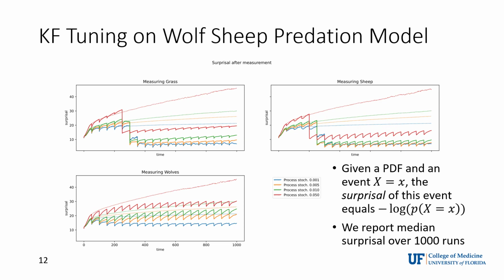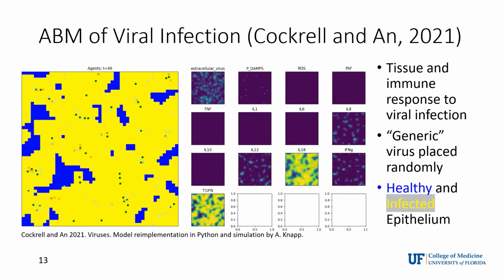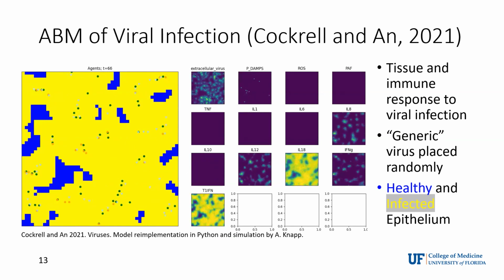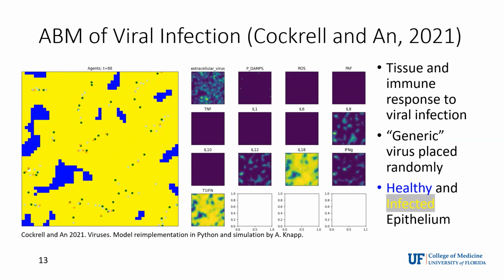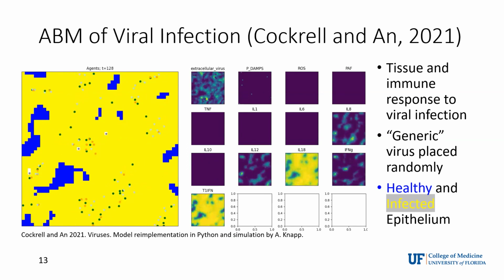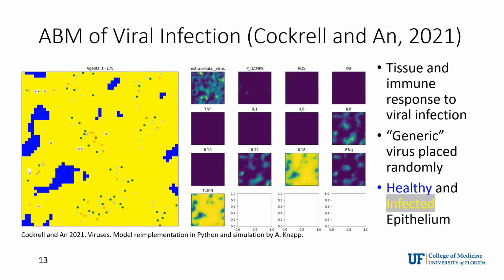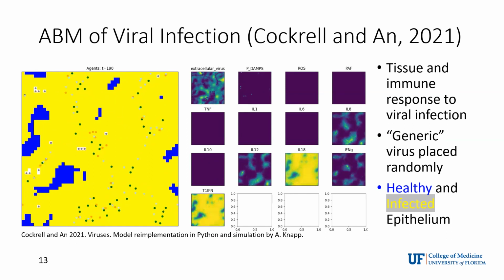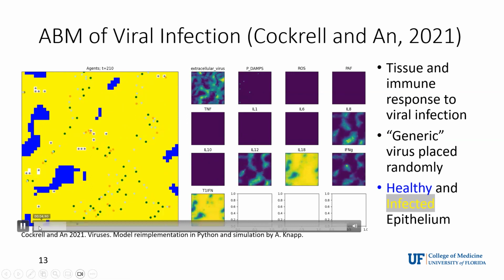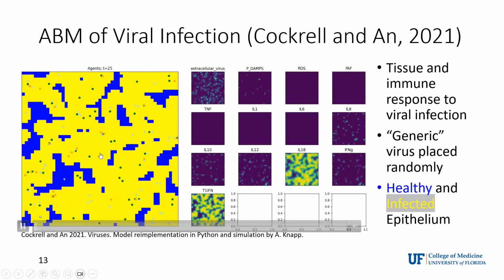Okay. Now, we did also try this out for a much more complicated model. This is a published model for bioinfection. I won't get into all of the details of the one you were seeing before. In general, what we're seeing here is a tissue and immune response to a generic viral infection. So we have a generic virus that's randomly placed at the beginning of this. And then we have your epithelial cells. If they're yellow, they're infected. If they're blue, they're healthy.